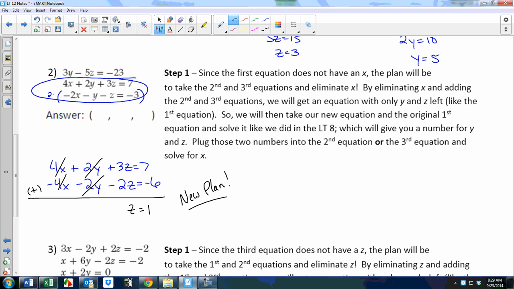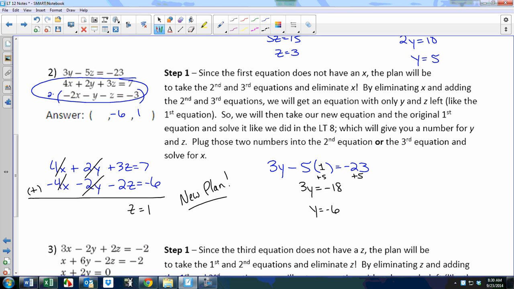The new plan, now that you've got z as 1, what can you do with it? Take it and put it into the first equation and find y. Take the 3y minus 5z equals negative 23, and plug that z value 1 right in, and then you can solve for y. So that's a negative 5, so we'll add 5. 3y equals, when we add 5, negative 18. Divide by 3, get negative 6. So we've got 2 of our answers so far. Z is 1, y is negative 6.